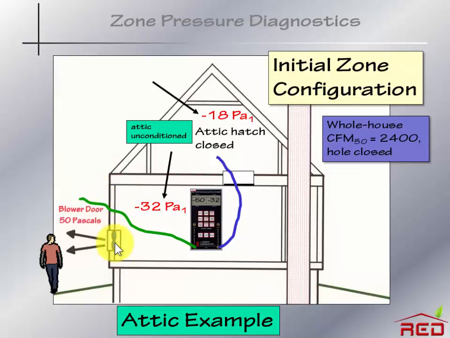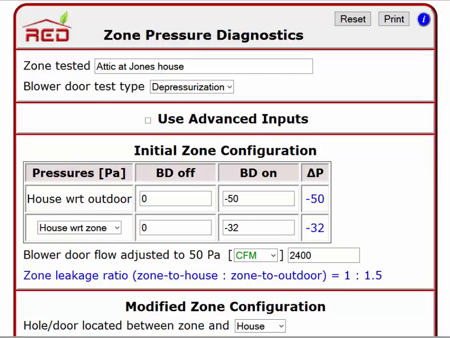And when we do the blower door test in the initial configuration, which is this one, we found that the whole house CFM50 is 2400 with the hole closed. Now I'll show you how I enter these numbers in the RED tool. Here's the top of the RED tool, not the whole thing, but most of it is here. I'll scroll down. Attic at the Jones house is what I'm calling this.